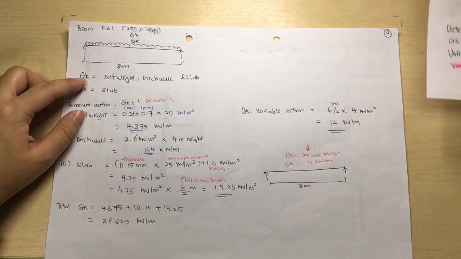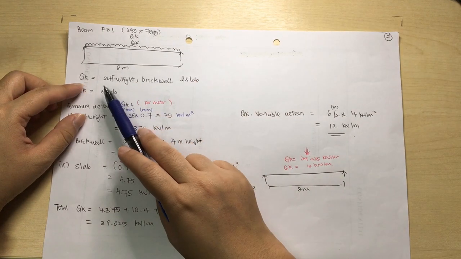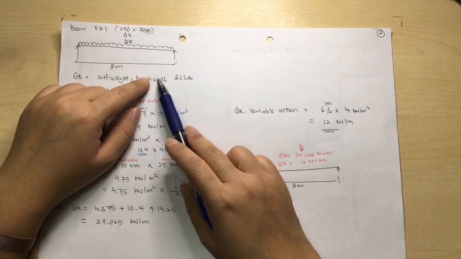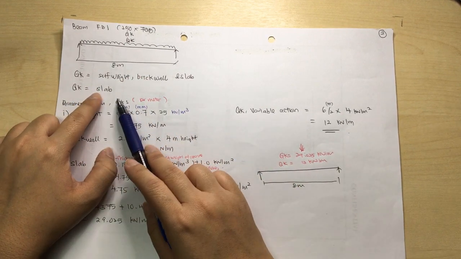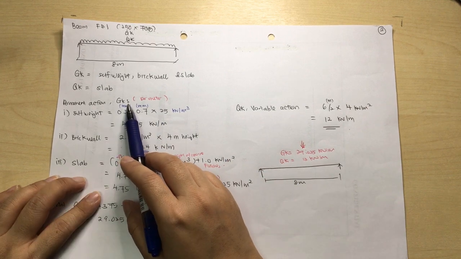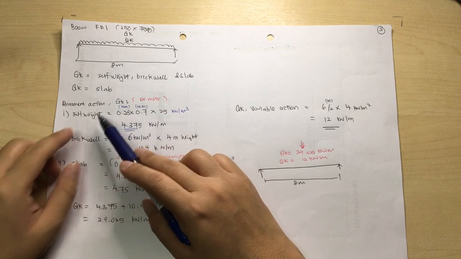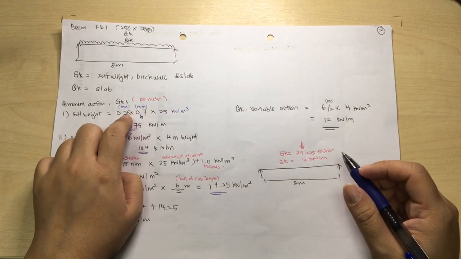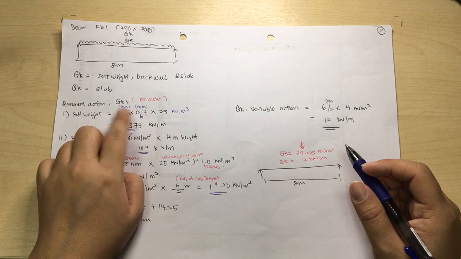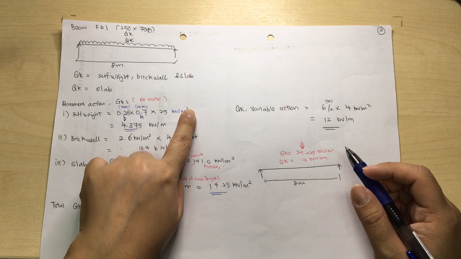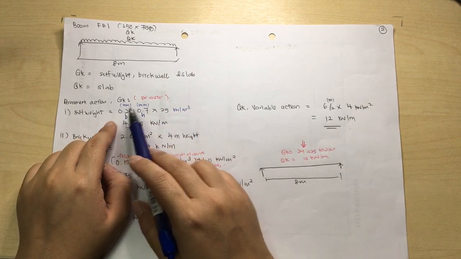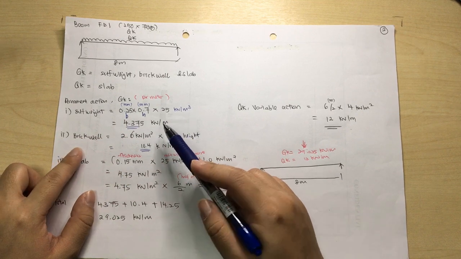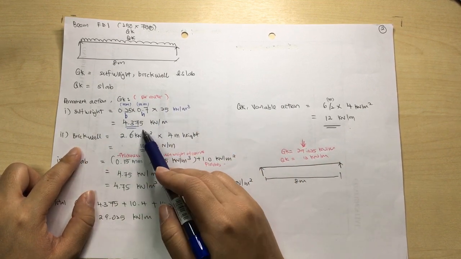The Gk for the beam, as explained in the earlier slide, is the permanent action, including the self weight of the beam, the brick wall, and the load from the slab. The Qk is from the slab. To calculate Gk for the beam, we calculate per meter. The self weight is 0.25 times 0.7, already converted into meter, times 25 kilonewton per meter cube, the unit weight. You will get 4.375 kilonewton per meter, meaning every 1 meter, the self weight of the beam is 4.375 kilonewton.